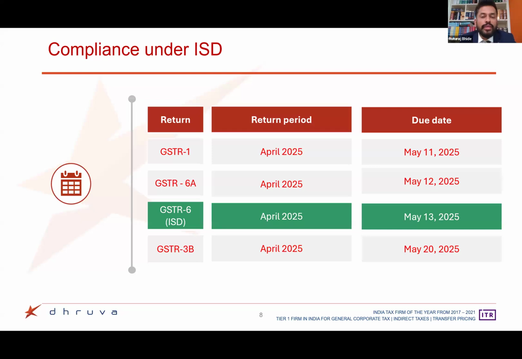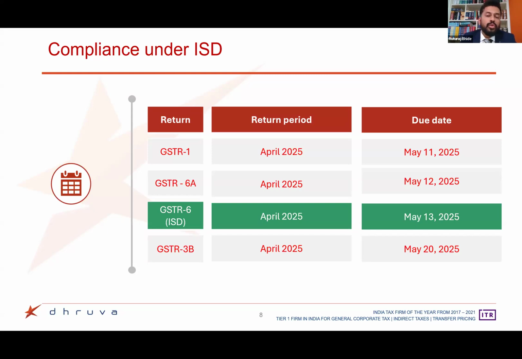And immediately on the 13th of May, the very next day, you're required to file GSTR 6. And once you file GSTR 6, the relevant units or relevant registrations will receive input tax credit, which can be used and availed by them in their GSTR 3B to be filed on the 20th. So if you look at it in terms of timelines, this is a more stringent return.